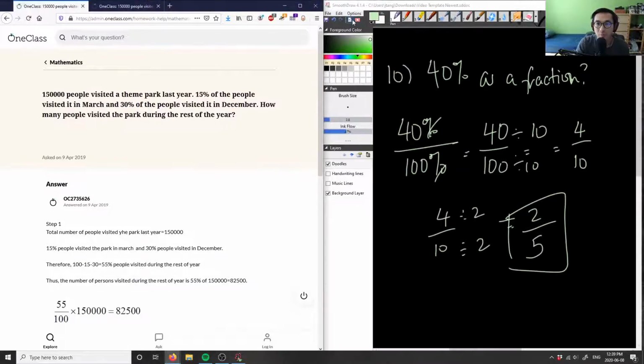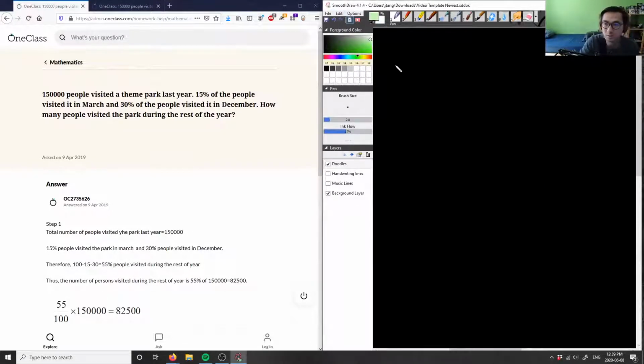So this here will be our new question. I guess this will be question 11 or 1. So let's see the following problem. So we have 150,000 people visited a theme park last year. 15% of the people visited in March and 30% of the people visited in December. How many people visited the park during the rest of the year?